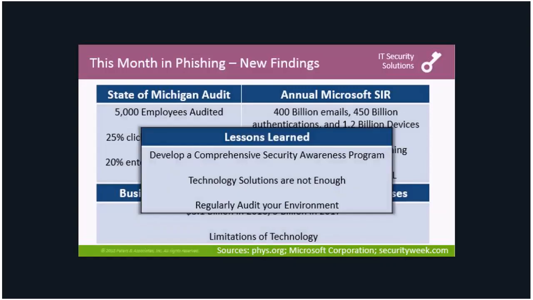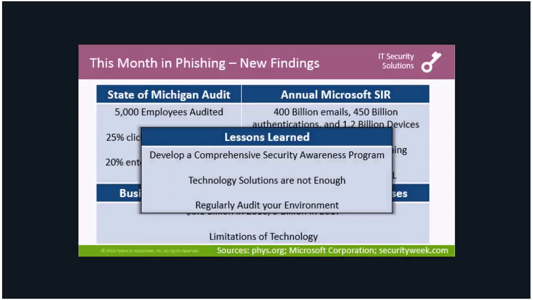A few lessons that I think each of these reports reinforced here. One is the importance of developing a comprehensive security awareness program. One note on the state of Michigan audit there, they actually have a security awareness program. However, it's not being enforced with all users. Only a subset of their users are in the security awareness program. But 250 users in your organization giving away their credentials is a huge security concern.